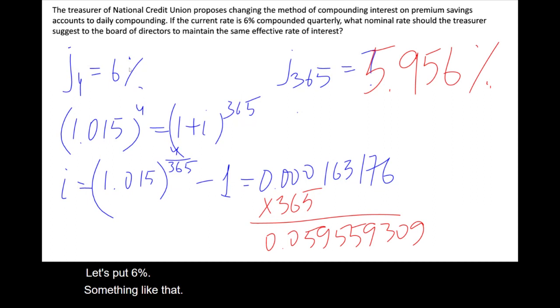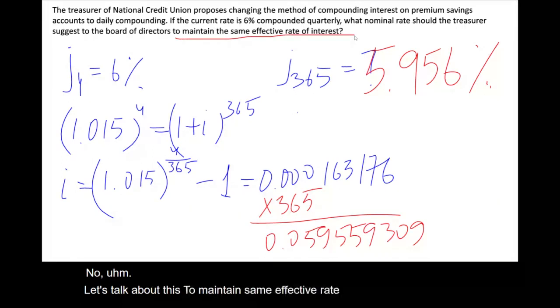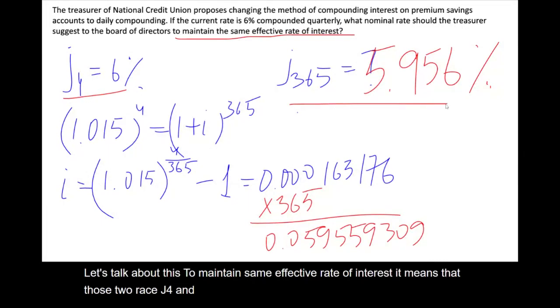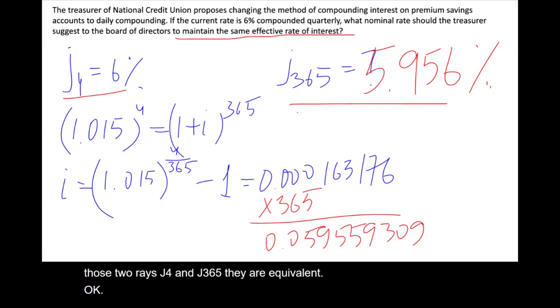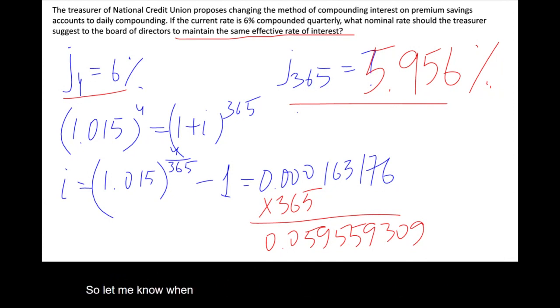Now, let's talk about this. To maintain the same effective rate of interest, it means that those two rates, J4 and J365, are equivalent. Okay? Questions? So let me know when you're ready to continue.